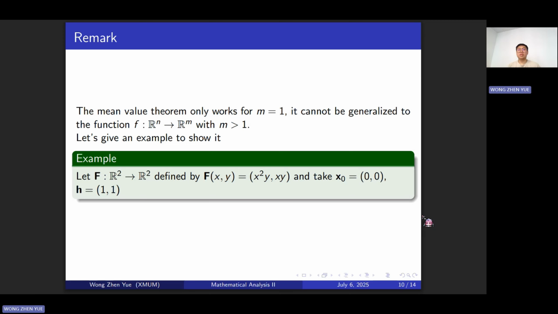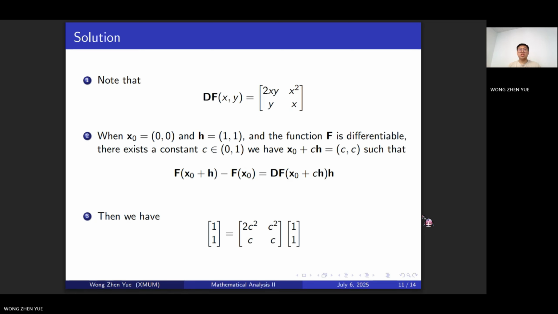So let's give an example to show why the mean value theorem doesn't work. The example says: let the function f from R^2 to R^2 be defined by f(x, y) equal to (x squared y, xy). Now we take s naught equal to (0, 0) and h equal to (1, 1). Note that the Jacobian of f at (x, y) is equal to this matrix.